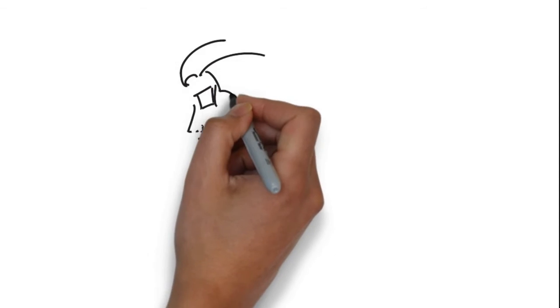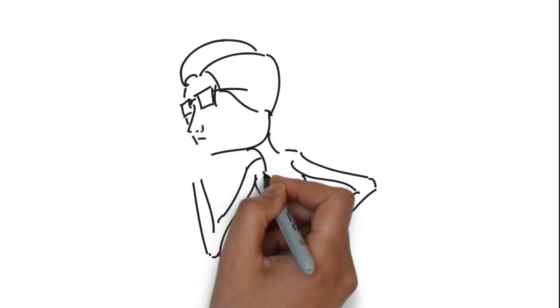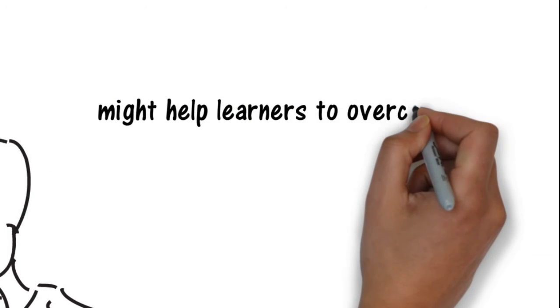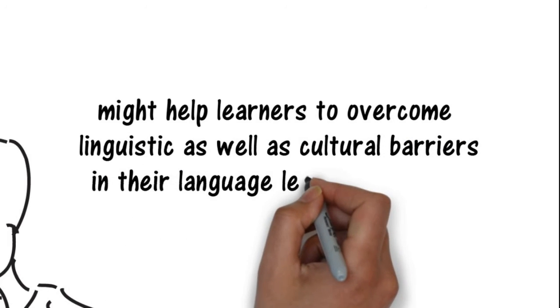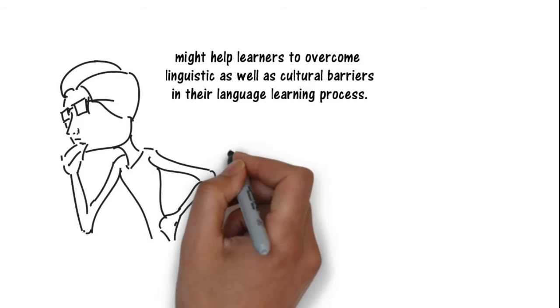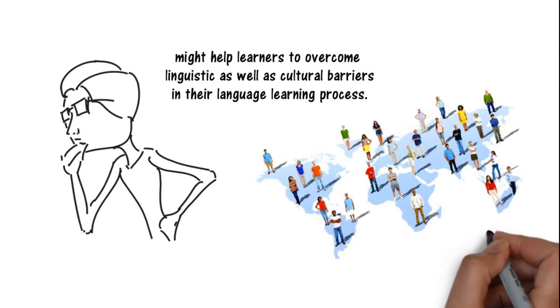Learners seem to be more motivated to learn a foreign language when they have a successful non-native speaker model, for example the non-native English teacher as a guide. Hence, it can be said that a successful non-native speaker model of a foreign language, for example English in our case, might help learners to overcome linguistic as well as cultural barriers in the language learning process.